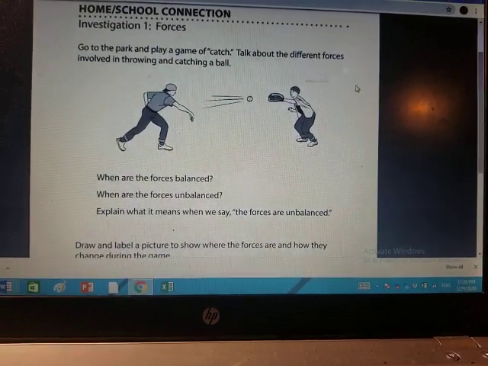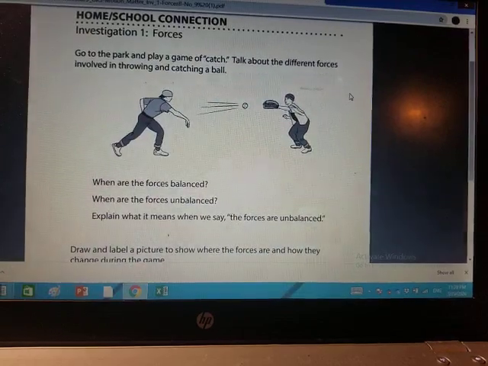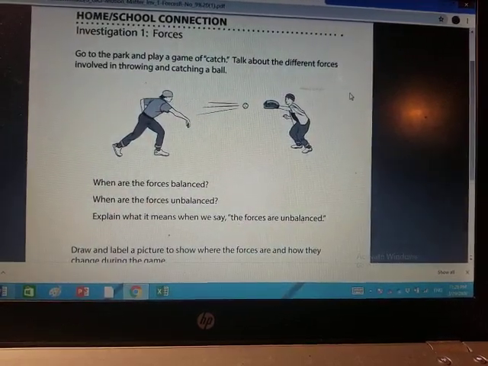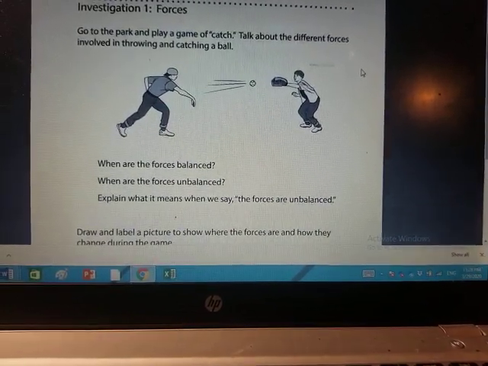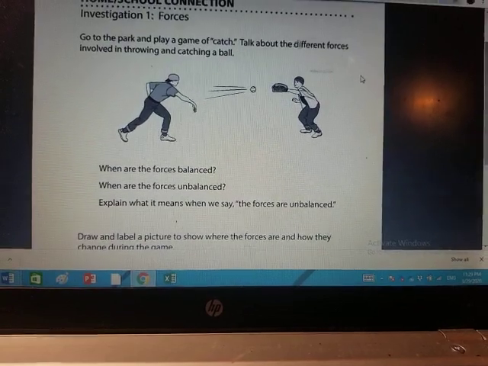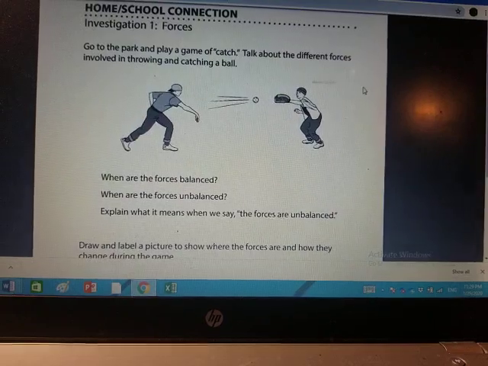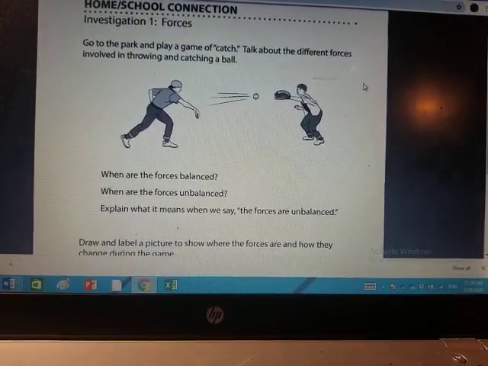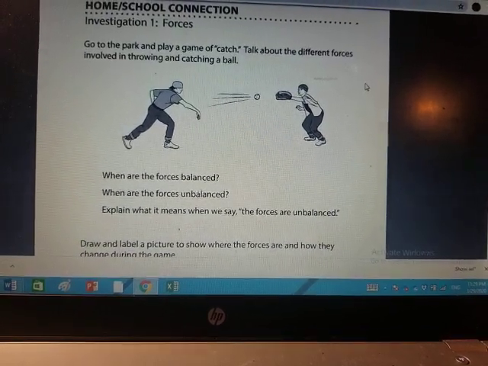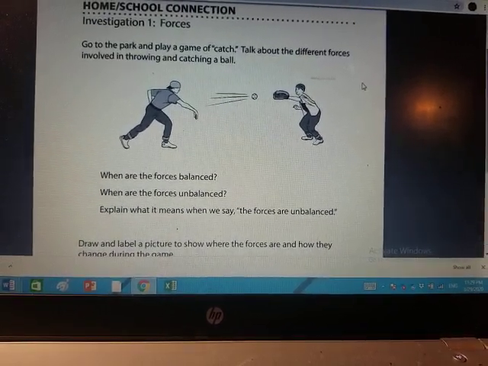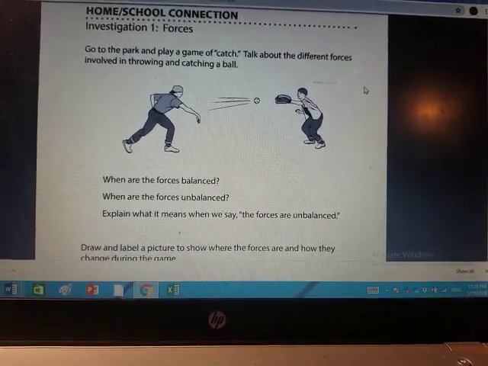So let's read the investigation. Go to the park and play a game of catch. Talk about the different forces involved in throwing and catching the ball. So obviously, with our circumstances, we really can't go to a park. We don't want to be around people during this time. We're practicing our social distancing. So if you're at home right now and you have a ball, I would suggest having your brother or sister or mom or dad or someone in the house quickly throw a ball towards you and you throw the ball back to them so you can look at the forces that are being used.